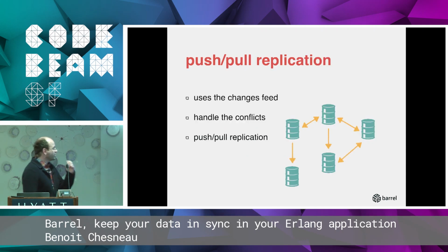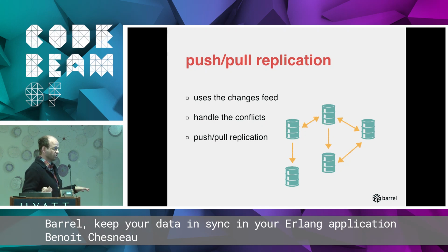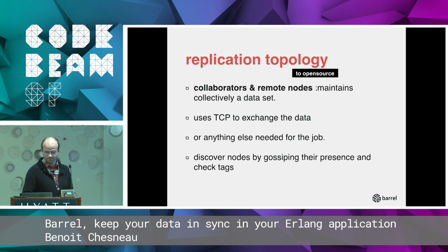The push-pull replication is using change feeds, obviously. So this is why you have the revision tree. It handles the conflicts: it basically replicates all the conflicts and makes sure to write them on the nodes you want to replicate the data to. And you can push-pull the replication in any way.